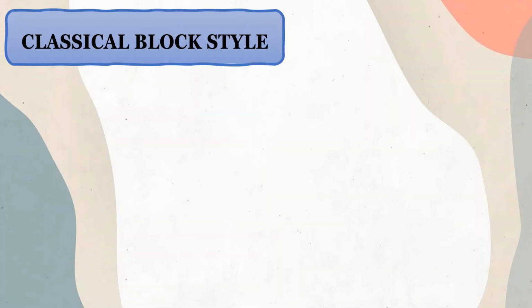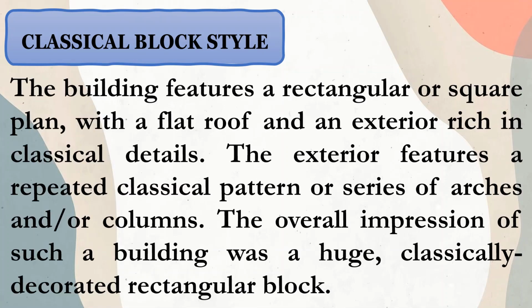Another architectural style is called classical block style. The building features a rectangular or square plan with a flat roof and an exterior rich in classical details. The exterior features a repeated classical pattern or series of arches and columns. The overall impression of such a building was a huge, classically decorated rectangular block.